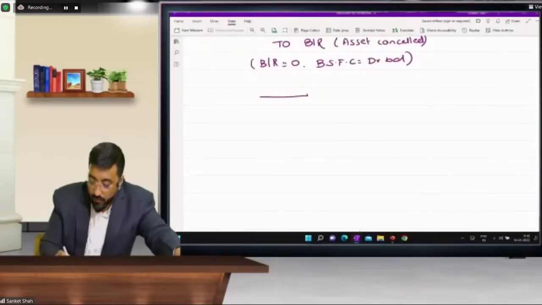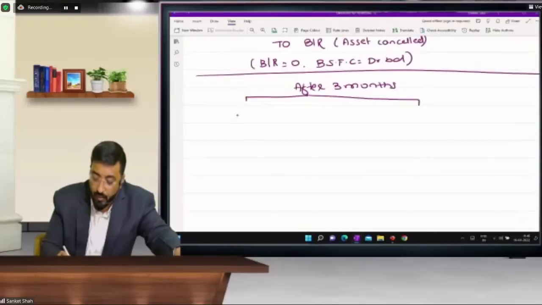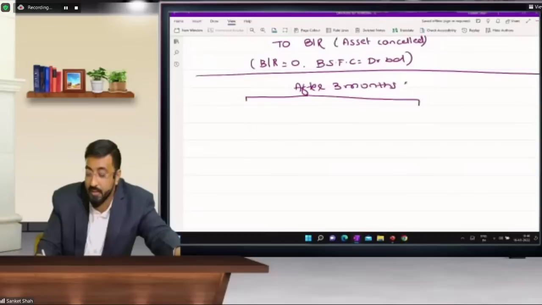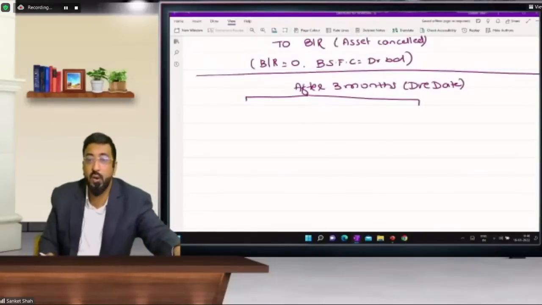So, four situations. After 3 months, that bill is called as due date. Now, what is the difference between due date and maturity date? That I will explain after the break. But before that, we are going to understand what the situation is after 3 months.